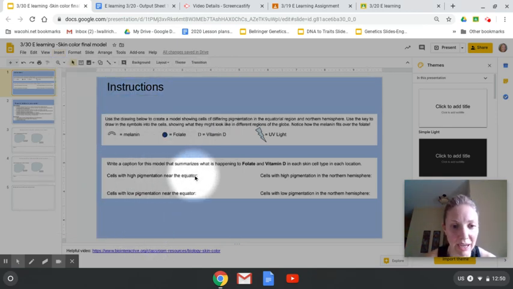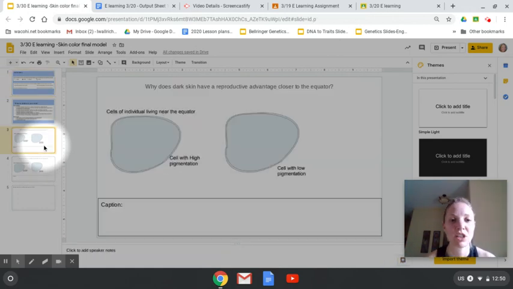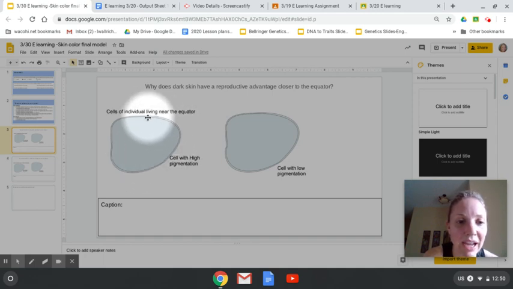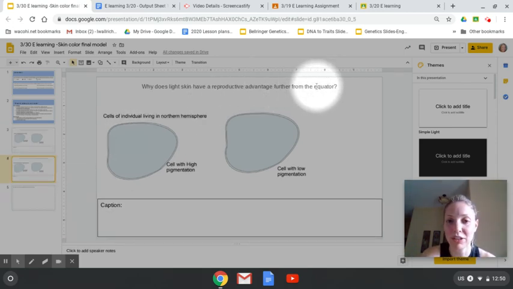And then you're going to write a caption that summarizes what is happening with folate and vitamin D in each skin type in each location. So in your caption, you're going to say cells with high pigmentation near the equator and cells with low pigmentation. And then the other slide, cells with high pigmentation in the northern hemisphere and cells with low pigmentation in the northern hemisphere. So here's where you're going to the equatorial regions. Tell me what happens with cells with high pigmentation, so dark complected, and then light complected. And then caption it. Say who has a disadvantage and who has the advantage and why. Okay, you're going to do the same thing for the northern hemisphere.